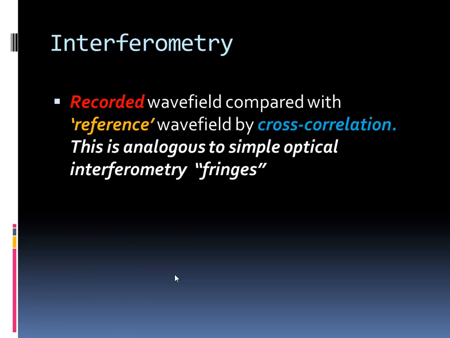So first of all, this is what we're going to be talking about when we refer to interferometry. A recorded wave field of some kind will be compared with a reference field by cross-correlation. Now that's a pretty simple concept. It's very analogous to what we will have seen as undergraduates in physics when we did our first interferometry and we looked for fringes between a reference beam and a probe beam of some kind.